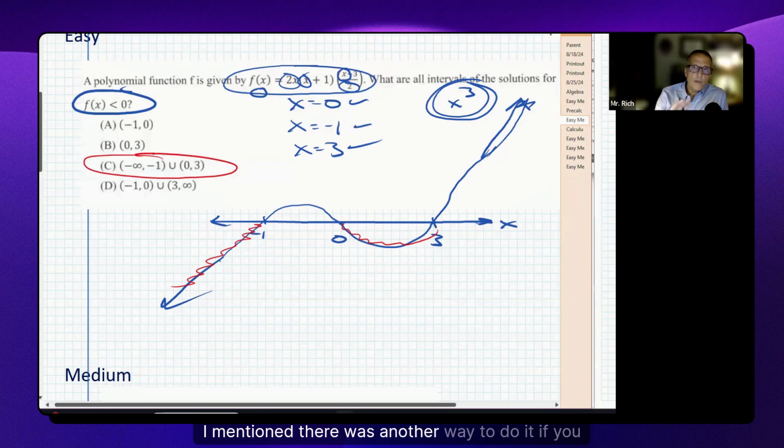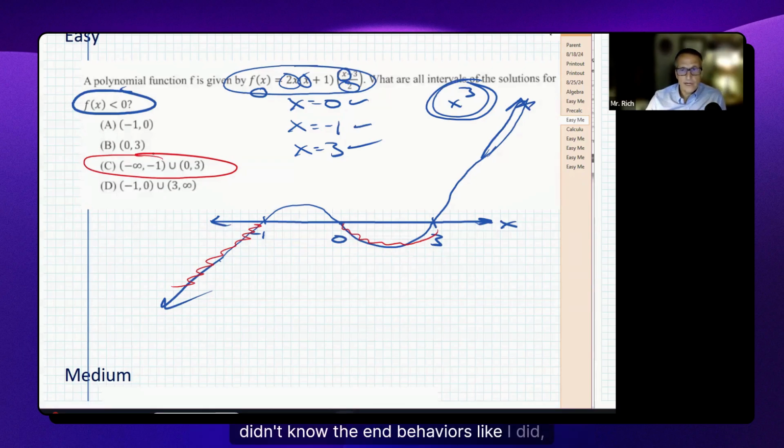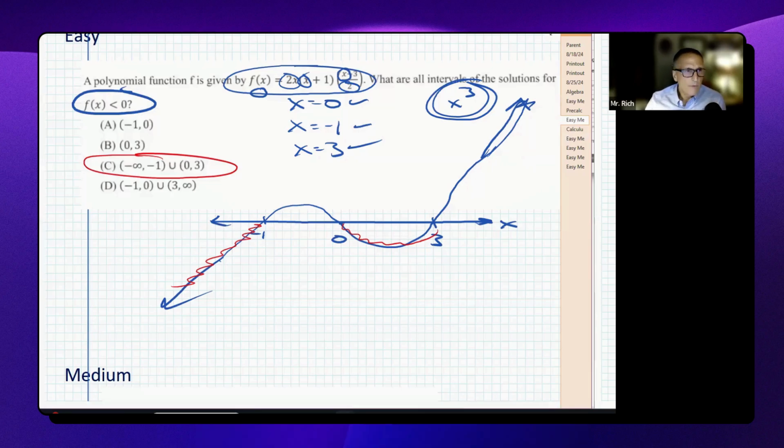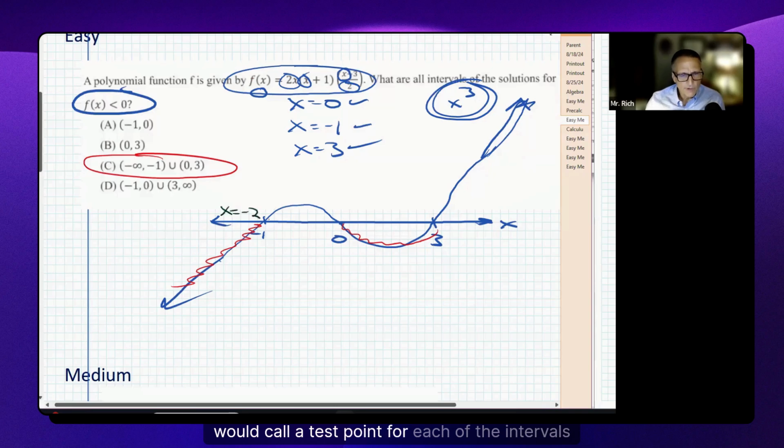Now, I mentioned there was another way to do it. If you didn't know the end behaviors like I did, which is pretty fast, and you didn't know it's going to cross the x-axis there, one of the options you have is to select what we would call a test point for each of the intervals that are created by the x-intercepts. So just to the left of -1, I could say I have x equals -2.